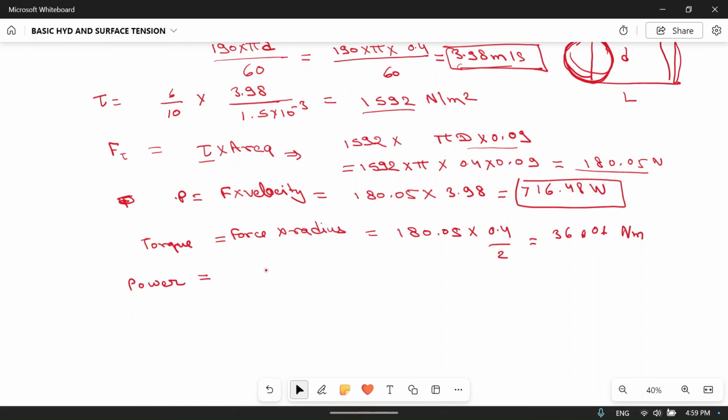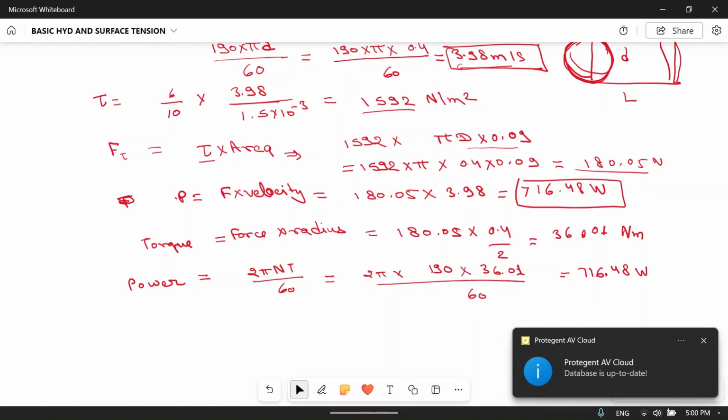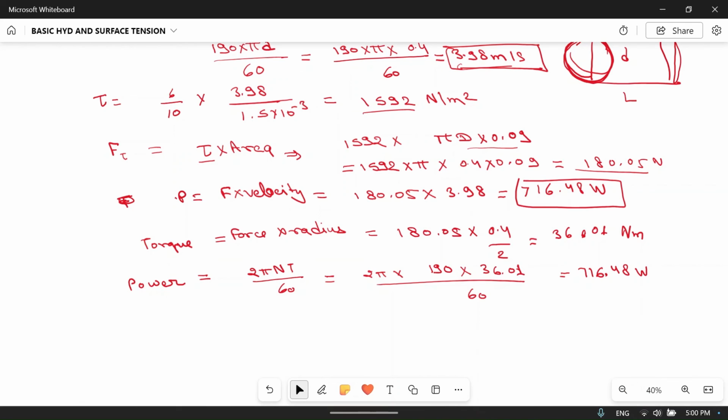Now what is the power? You know that the power formula is 2 pi n T by 60, where T is the torque. So 2 pi into speed, which is 190 rpm, into torque, which is 36.01, divided by 60. So it will be 716.48 watt. So these two values are the same.